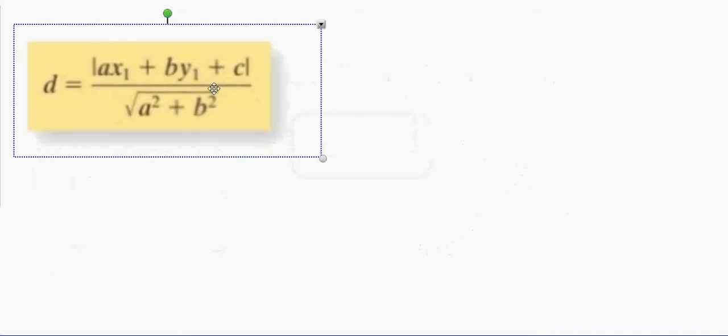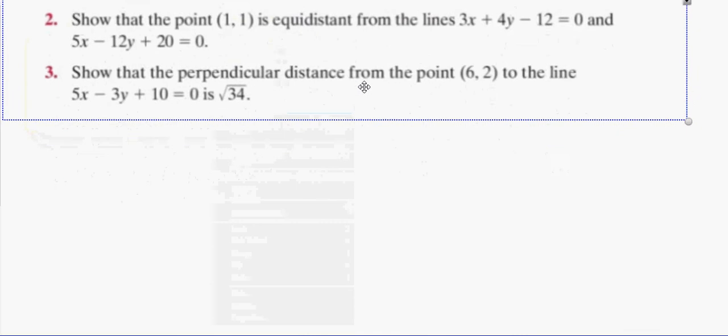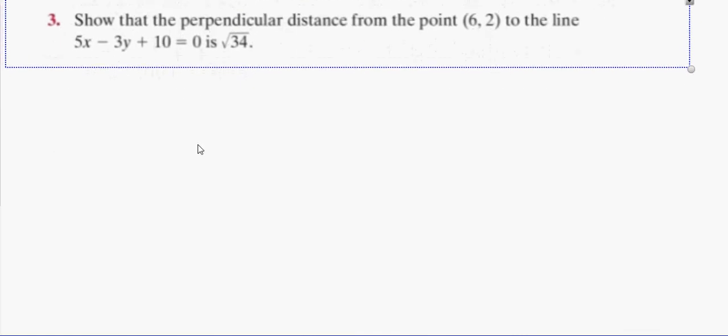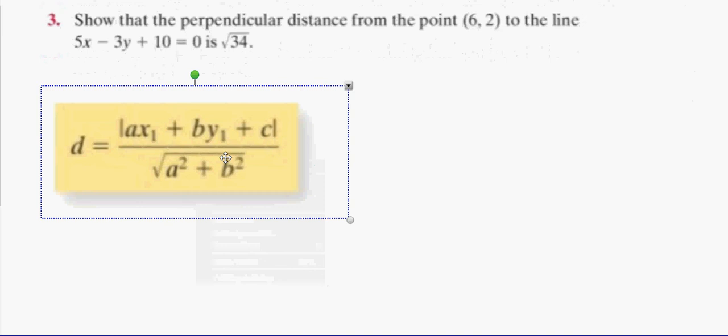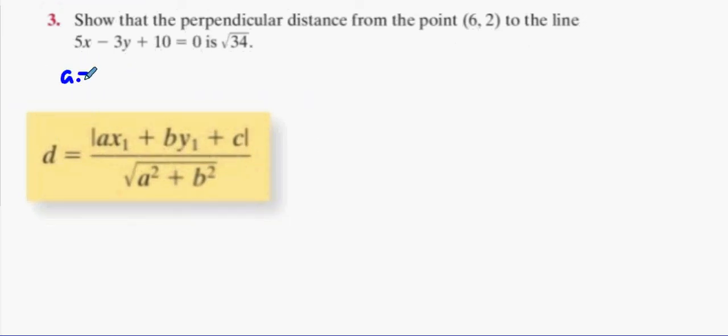Now, we look for a question. The first question I'm going to look at is question 3, a bog standard question, very easy. Here's all you have to do. A is 5. B is minus 3. C is 10. The point x1, y1 is 6, 2. Go into your formula, no bother.